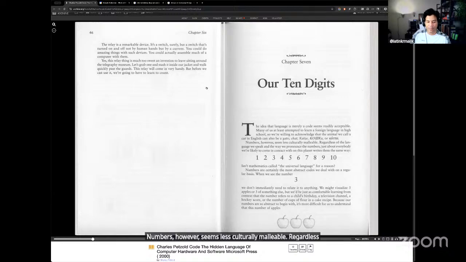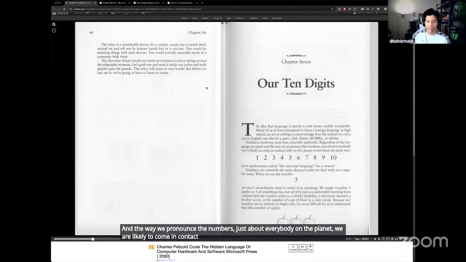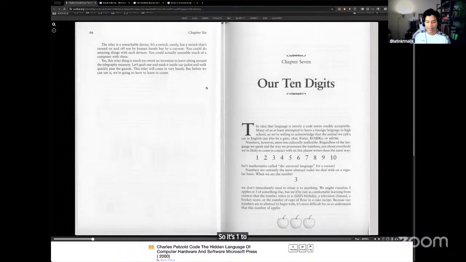Numbers, however, seem less culturally malleable. Regardless of the language we speak and the way we pronounce the numbers, just about everybody on the planet we are likely to come in contact with writes the things the same way. So it's 1 to 10. Isn't mathematics called a universal language for a reason?